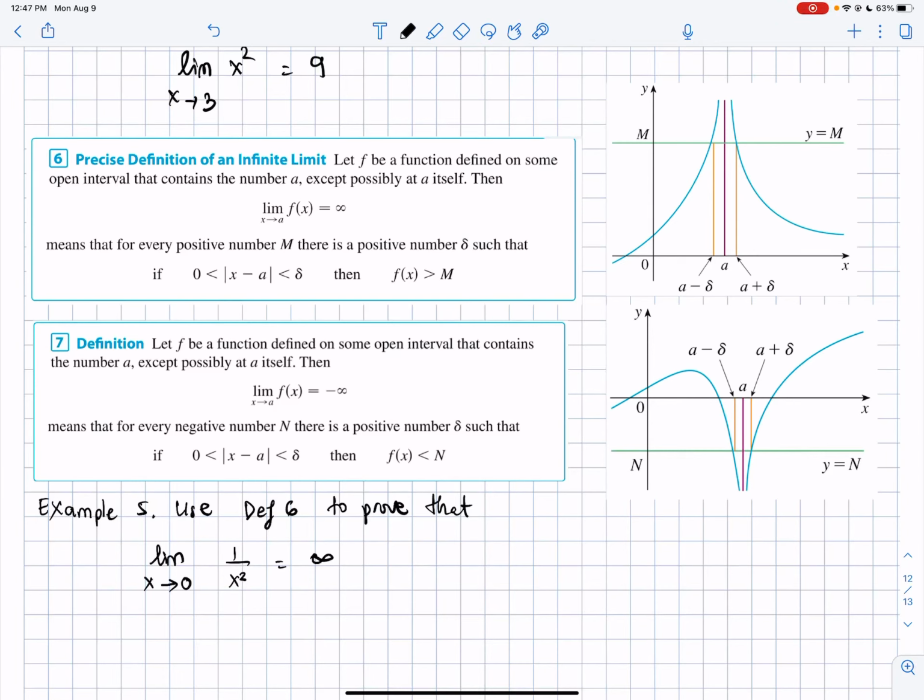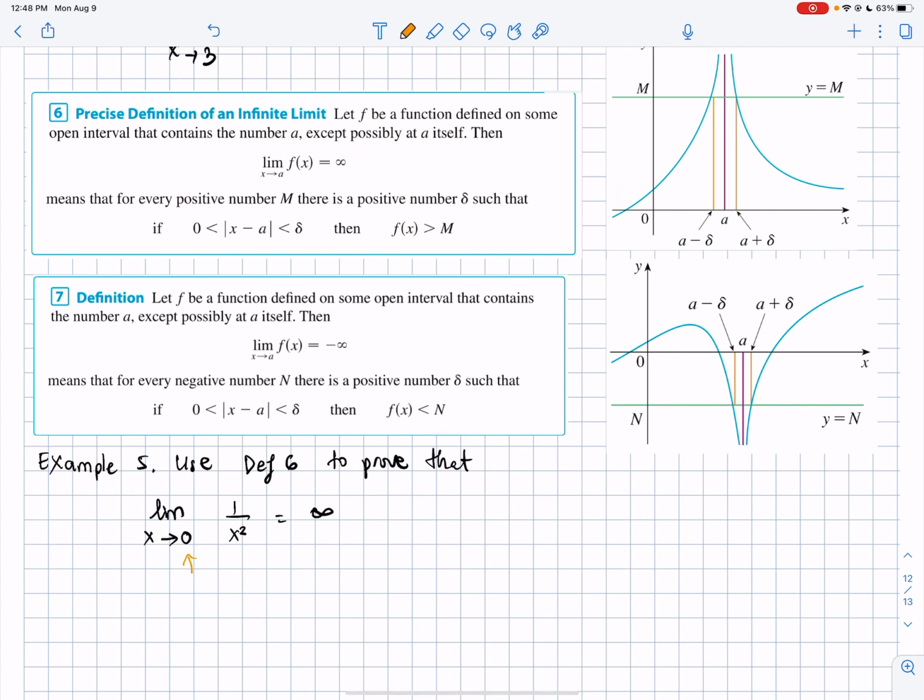Number 6 and number 7, the precise definition of the infinite limit. We learned the infinite limit in the other section. Whenever we have the infinite limit, we have a vertical asymptote. So in example number 5, we use definition number 6 to prove that the limit as x approaches 0 of 1 over x squared equals infinity.